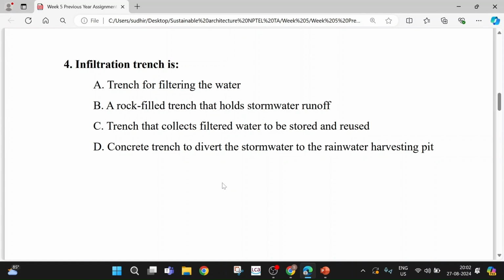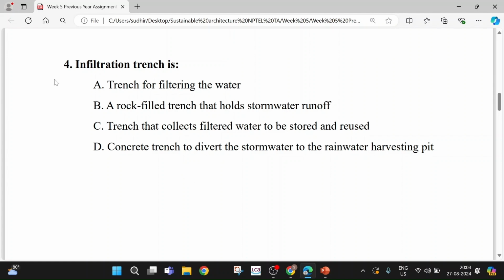Okay. Is it clear now? Okay. That is why the question formation is sometimes tricky, the question itself. This was directly asked in the previous year assignment. So this rock filled trench can also be identified from the words rock filled trench itself. Yeah, sir, I missed that thing. Okay, so let's move to the next question without wasting much of the time.